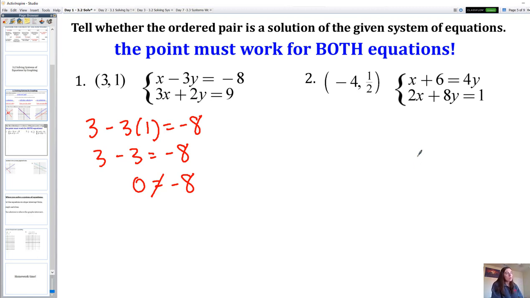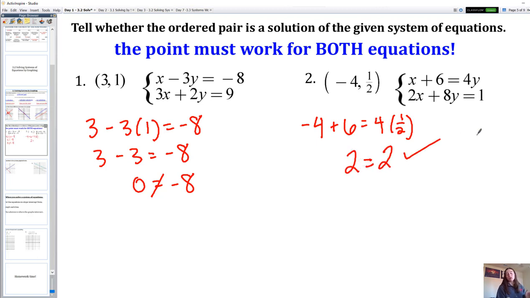Now in number two, we've got the point negative 4, 1/2. So let's substitute those. Negative 4 plus 6 equals 4 times 1/2. Let's see if this is true. Negative 4 plus 6 is 2. Half of 4 is also 2. So far, so good. We work for the first equation.